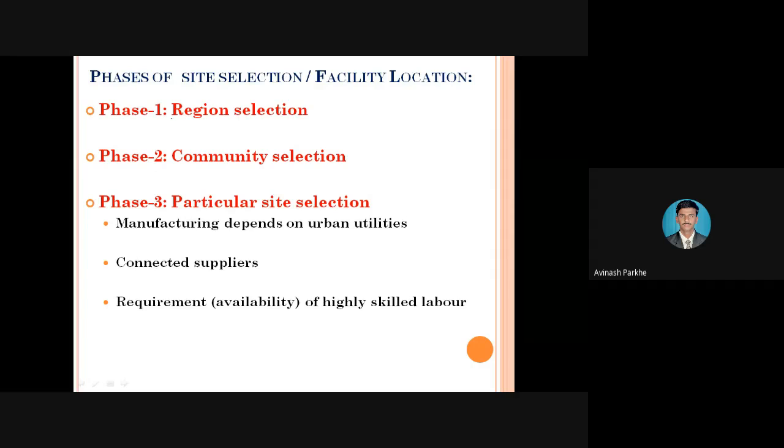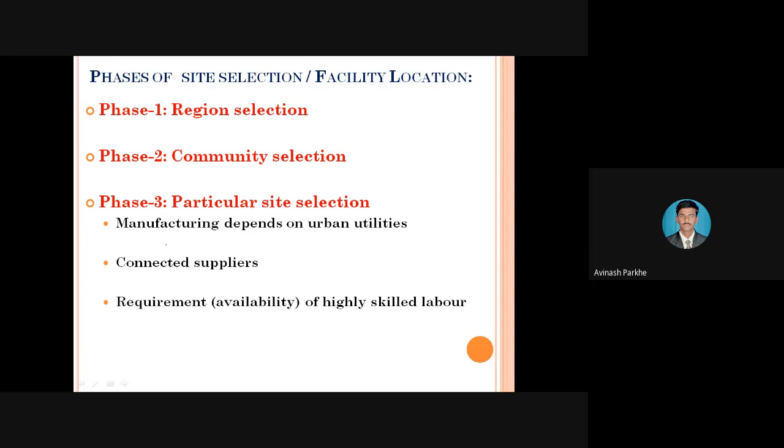Therefore, in phase number 1, we are considering the sources of raw material, nearness to the market, and climatic conditions. All those factors we are considering under phase number 1. In phase number 2, we are considering the availability of labor. It may be skilled operators or unskilled operators, then community attitude, then service facilities available. All such factors we are considering under phase number 2.